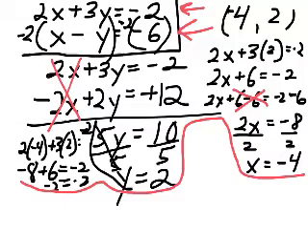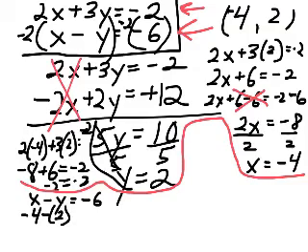Okay, we'll try it in the second equation. The second equation was x minus y equals a negative 6. Okay, so let's stick the negative 4 in for x. That's minus whatever y is, which is 2, equals negative 6. Does a negative 4 minus 2 equal negative 6? Yes, it does. Negative 6 equals negative 6. So it works. We're done.